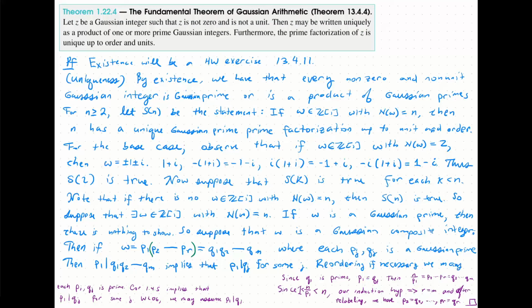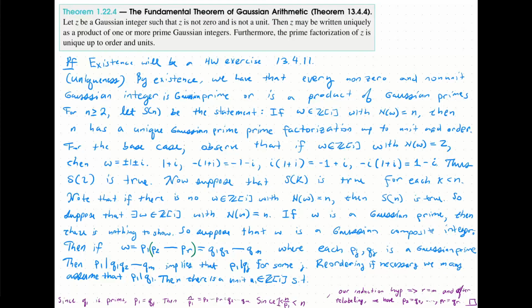We may assume that P1 divides Q1. Then we have that there's a unit U1 in the Gaussian integers such that P1 is equal to U times Q1. And now we're going to do the same exact argument we did in the case of the integers.